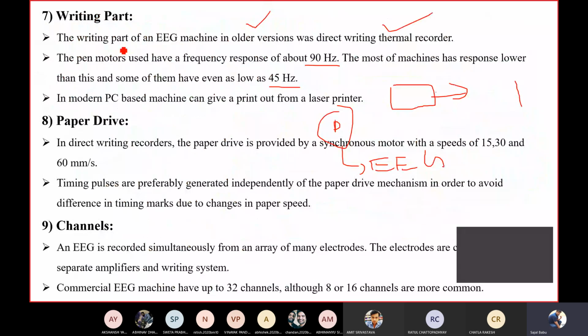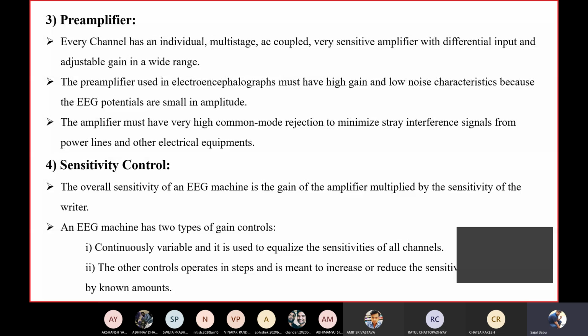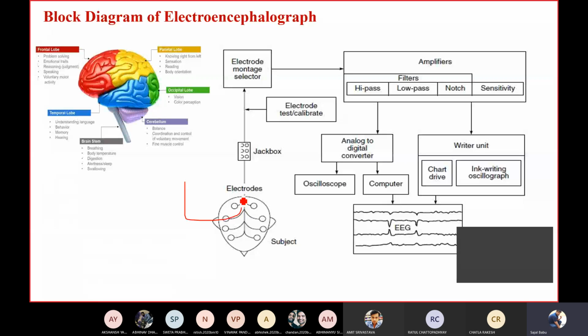You have a paper and the machine needs to plot a curve on the paper, so there we need a writing unit and a paper unit. The writing unit will be an ink-filled pen, and you need to change the pen regularly, otherwise the EEG signal will stop. Then the EEG is going to get recorded on your paper.